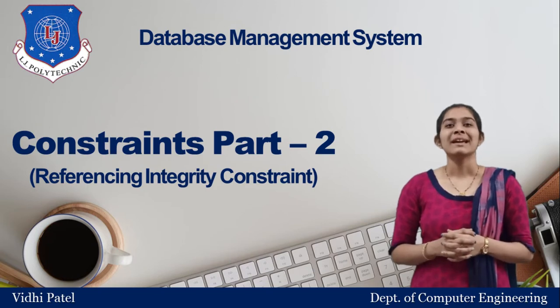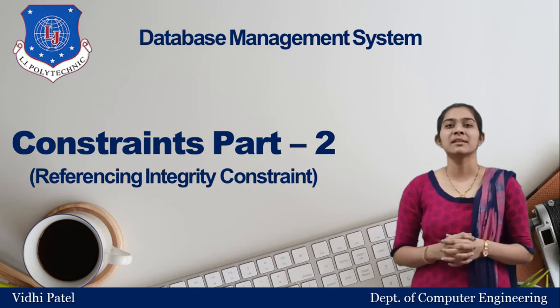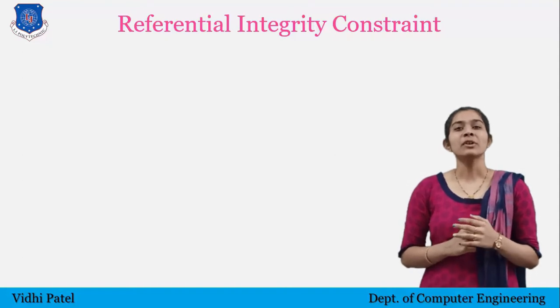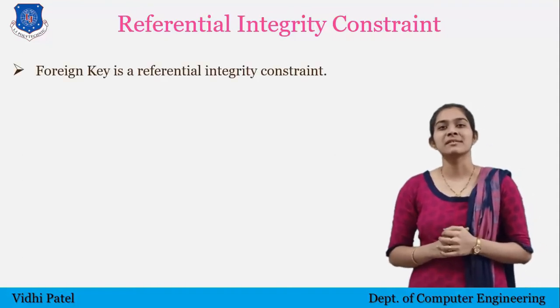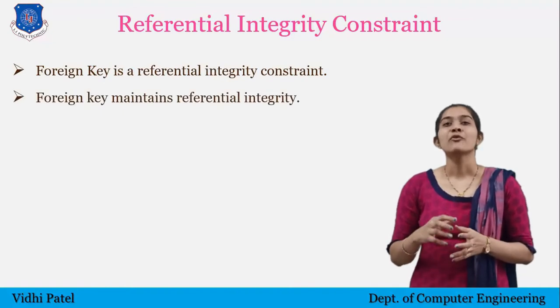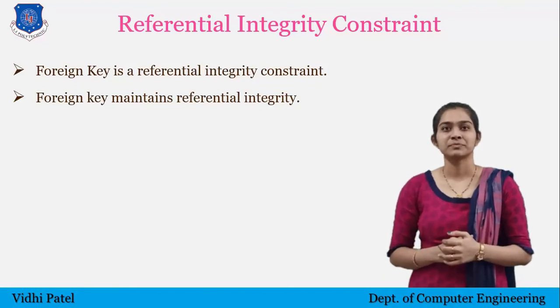We have seen entity integrity constraint in the last tutorial. In this tutorial, we will see referential integrity constraint. Foreign key is a referential integrity constraint because foreign key maintains referential integrity. Foreign key is used to refer the data from another table or from the same table.